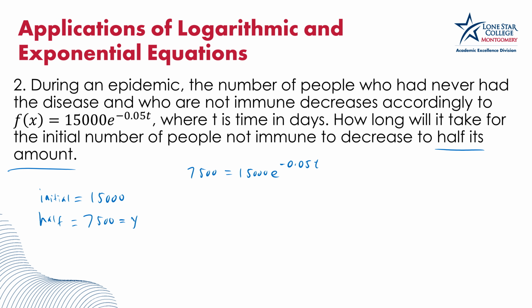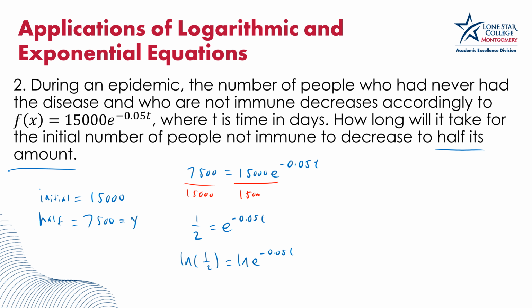We do the exact same thing as we did before. We get our e by itself, so we divide both sides by 15,000. So we know 7,500 divided by 15,000 is just going to be 1/2, equals e to the negative 0.05 t. And then we apply ln on both sides to get rid of our exponential on the right. So we do ln of 1/2 equals ln of e to the negative 0.05 t.